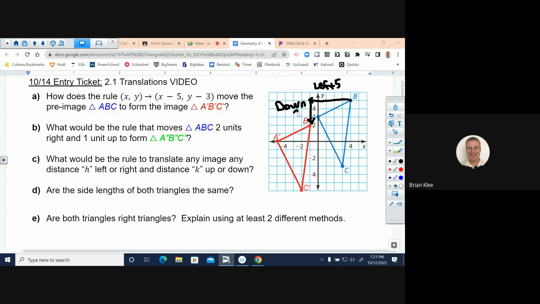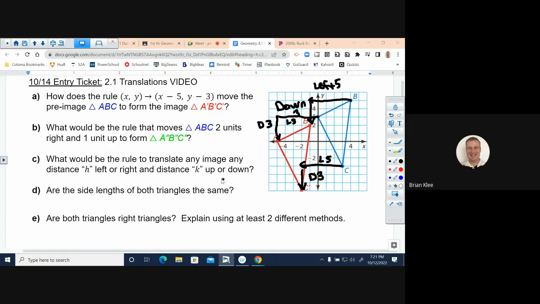Okay. And the same thing happens with A. A to what we call A prime, the A apostrophe. That's left 5, down 3. If I look at point C to C prime or C apostrophe, that's left 5, down 3.